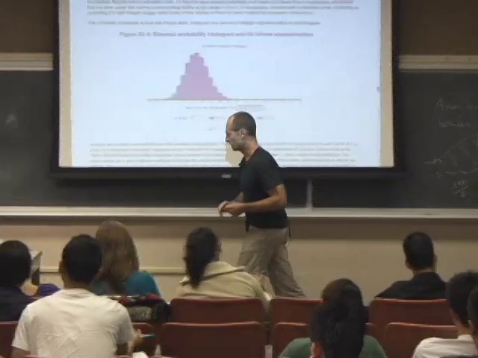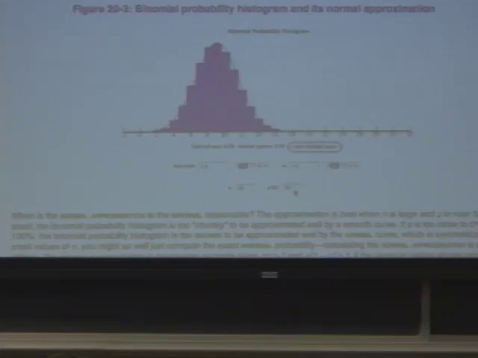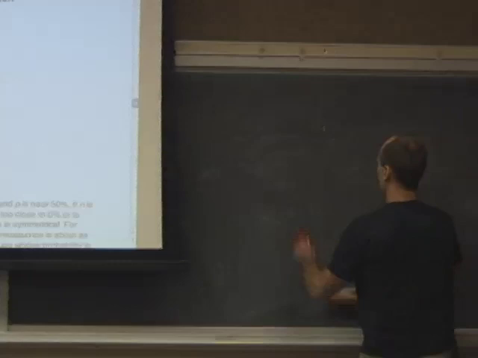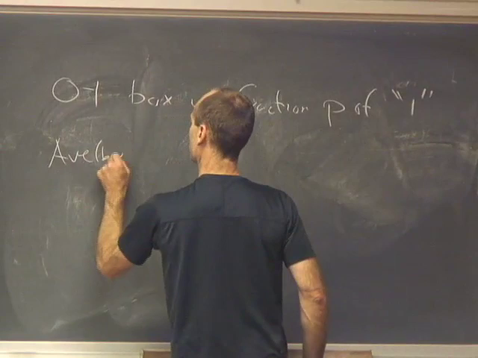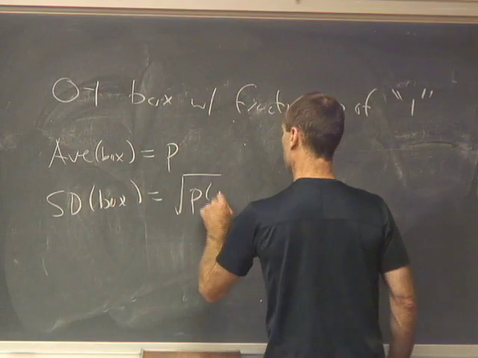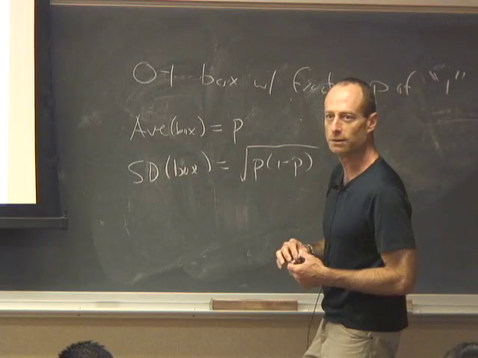The question is whether this is the same thing as the square root of n times the SD of the box. If you remember, you have a 0-1 box with a fraction P of tickets labeled 1. Then the average of the box is equal to P, and the SD of the box is equal to the square root of P times 1 minus P. So the square root of N times the square root of P times 1 minus P is just the square root of N times P times 1 minus P. Other questions?